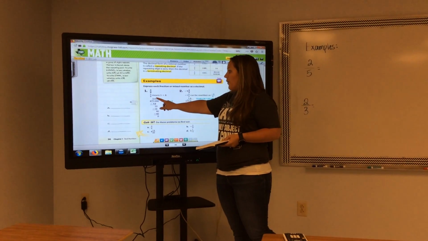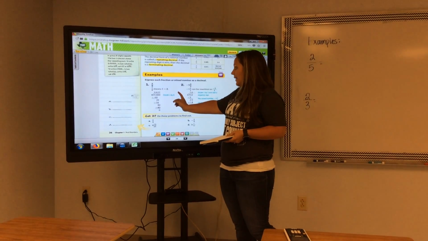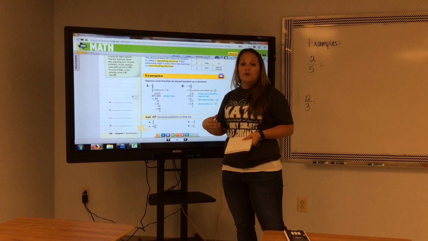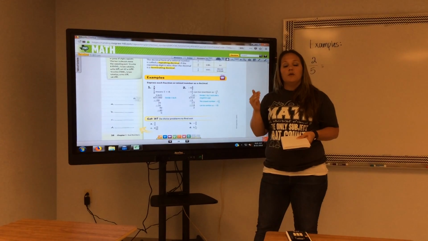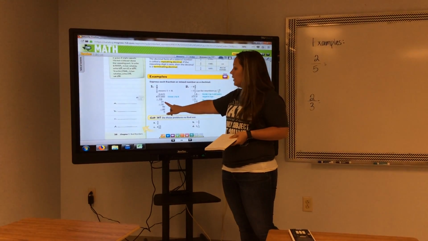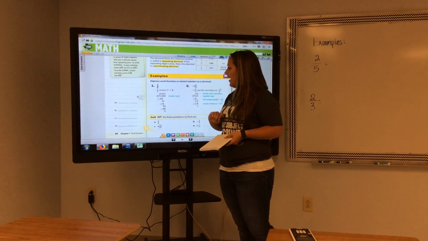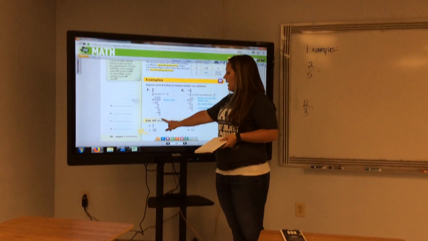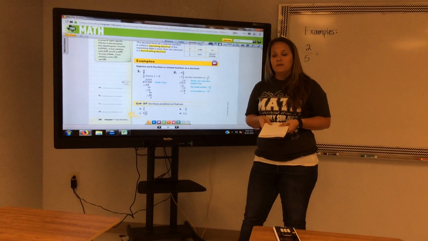5/8 means 5 over 8 or 5 divided by 8. To do that, you would put your numerator, the number on top, numerator starts with an n, it goes inside the box. So we would just divide 5 divided by 8. And your work is shown here.